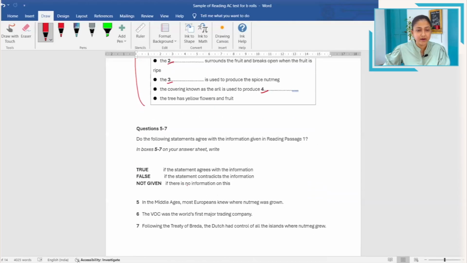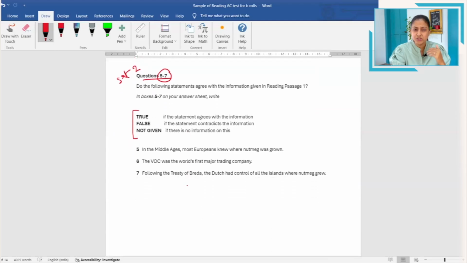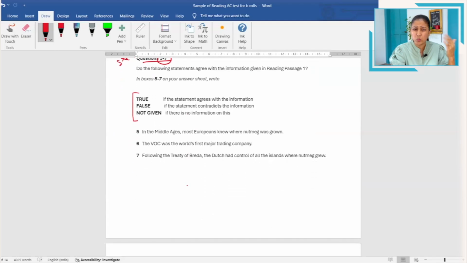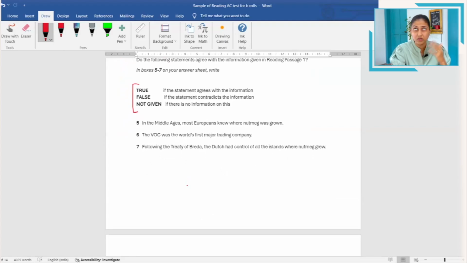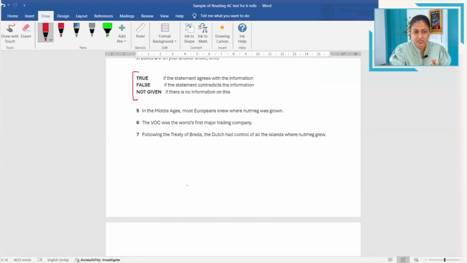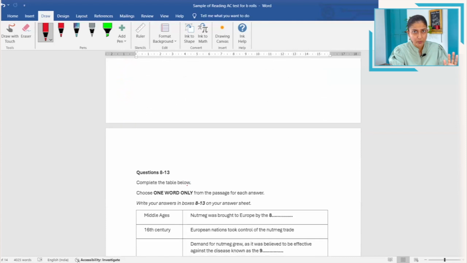We see there are some questions from set 2. For this passage, set 2 is where you have to answer questions 5 to 7, and these questions are based on true, false and not given. Have patience. We'll understand how to solve them and what is the meaning of true, false and not given. So far, we have seen that 7 questions are over.